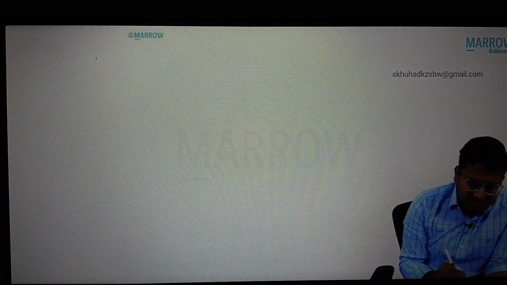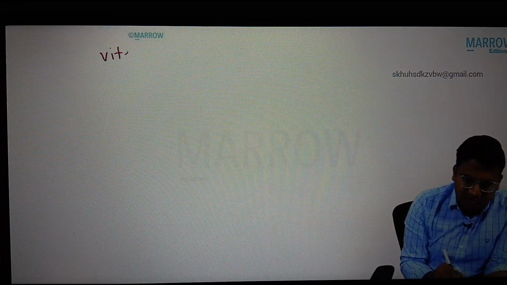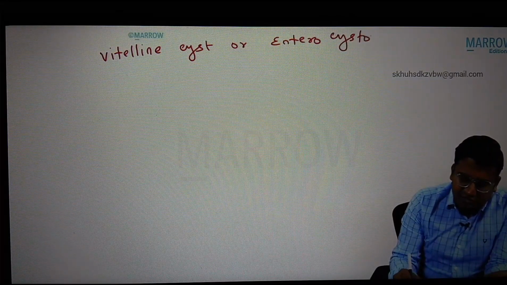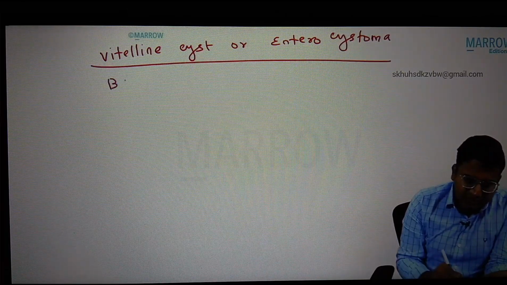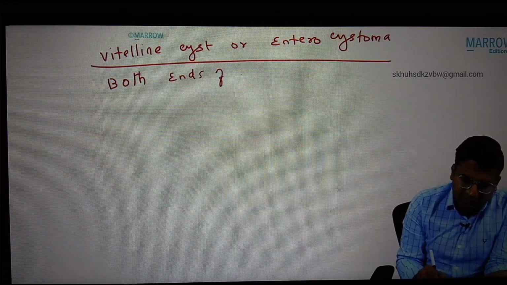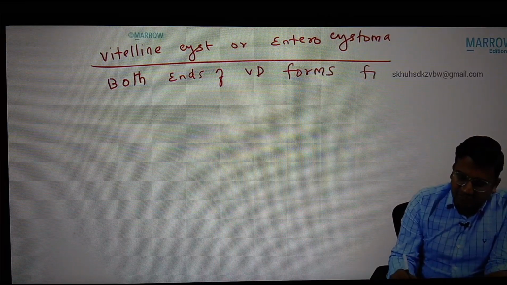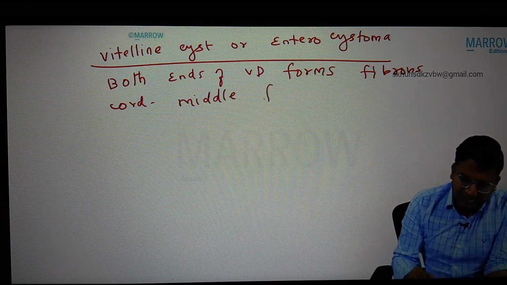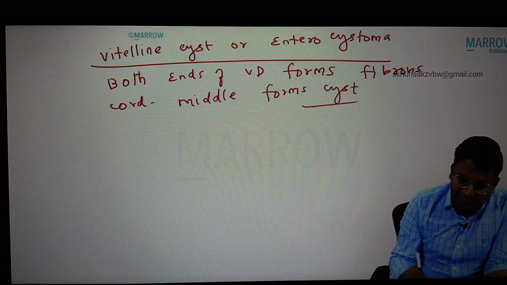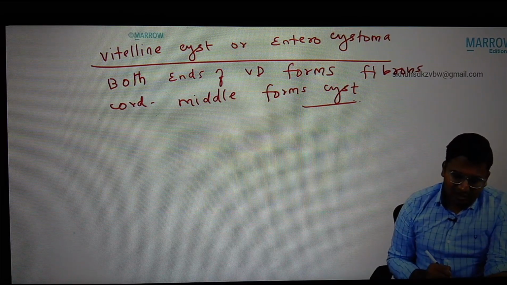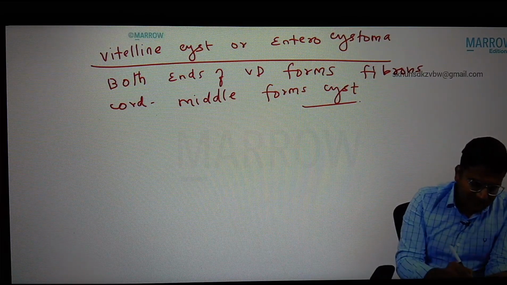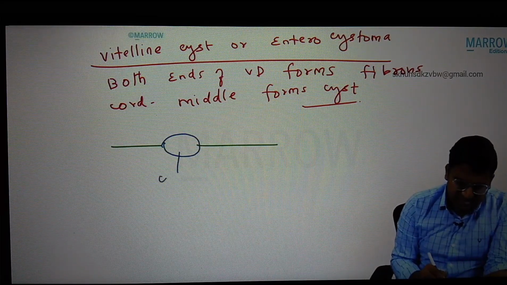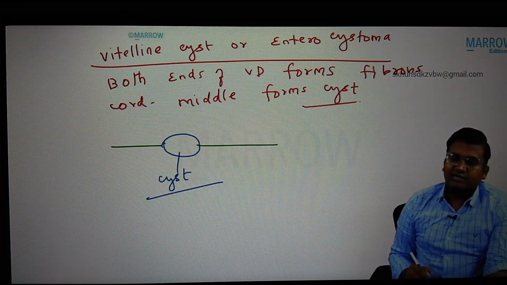Next, we're going to discuss about the vitelline cyst or enterocystoma. Here, both ends of the vitelline duct form the fibrous cord, and the middle part forms a cyst. That is our vitelline cyst or our enterocystoma. Okay. Now both ends will be forming the fibrous cord, and the middle part, yes, we have the cyst. This is a vitelline cyst or the enterocystoma.